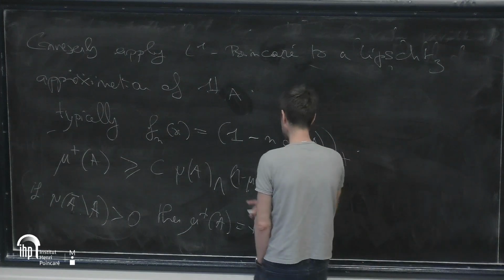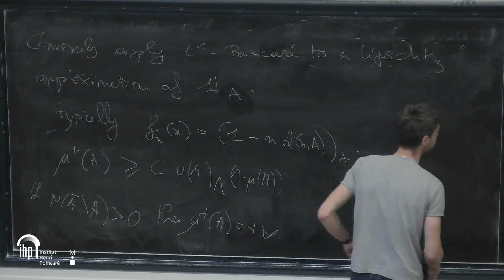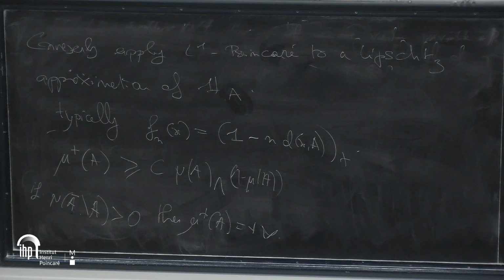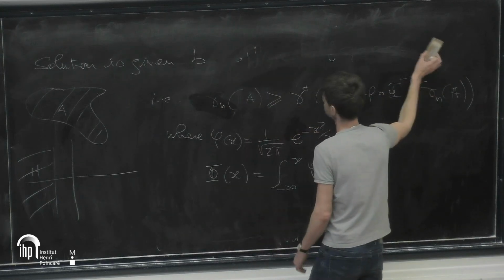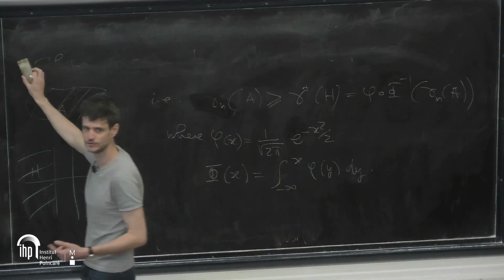So once you have this sort of L1 Poincaré version of Cheeger, it's not so hard to see that actually the L1 Poincaré is stronger than the L2 Poincaré.